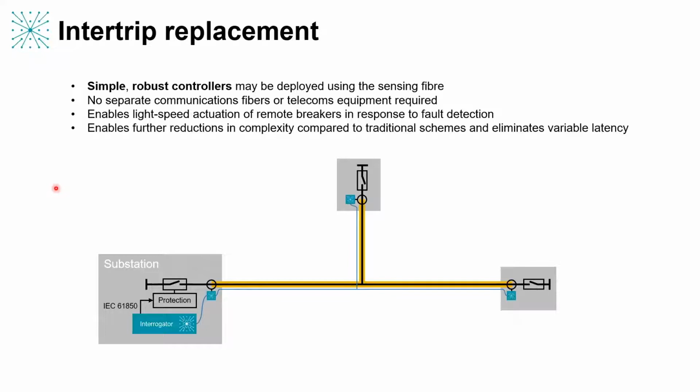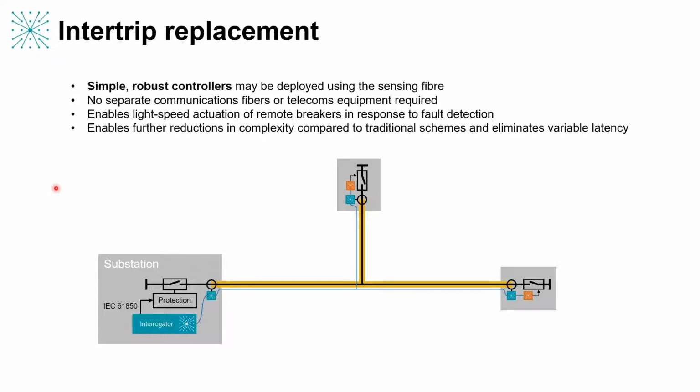So the first of these is intertrip replacement. The idea behind this is that we can take the system one step further by completely eliminating the separate active telecoms channel that would normally be required to deliver the intertrip signal from the protection scheme to any remote breakers in that circuit. So Synaptec has the ability to deploy simple and robust controllers, which are integrated into the system that we use to obtain the current measurements. So not only can we receive measurements over a wide area using this system, using the already installed single mode fiber, but we can also use that fiber channel to transmit a basic control signal.